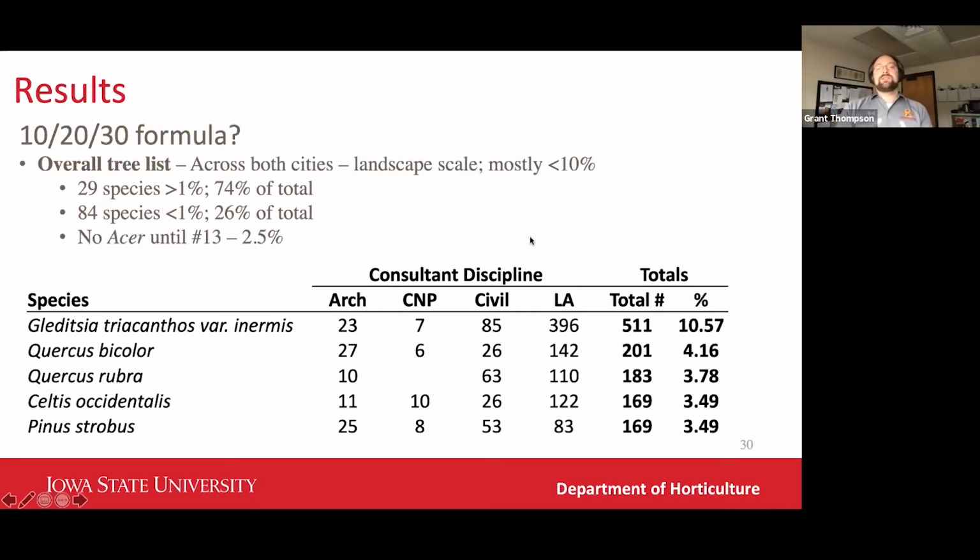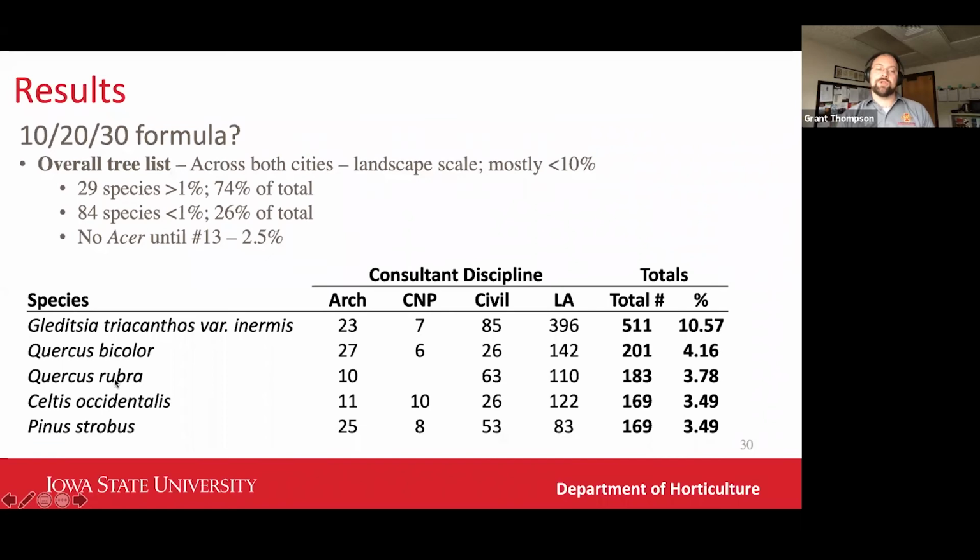If we jump back and we look at that 10-20-30 formula from Santamour, and we look at this across the entire data set, so all of the counts of all of the species, only one species, Gleditsia triacanthos, or a thornless honey locust, came in at over 10%. This is just a snippet of one of the tables where we're looking at species. So we have swamp white oak, Quercus bicolor, and Quercus rubra, red oak.